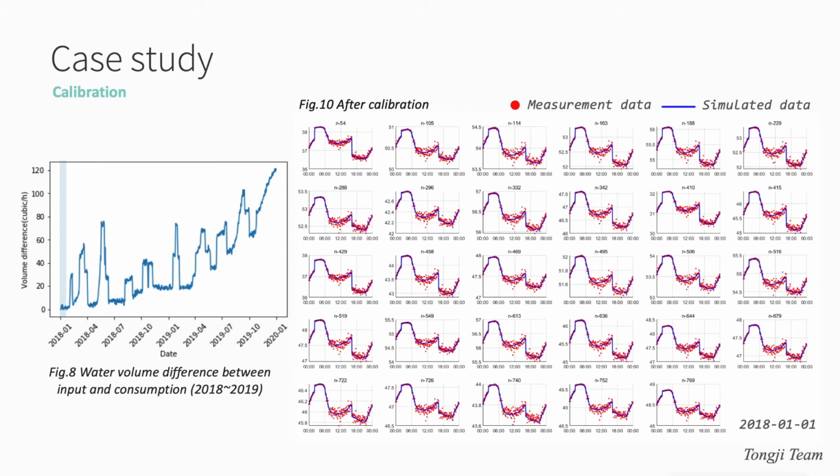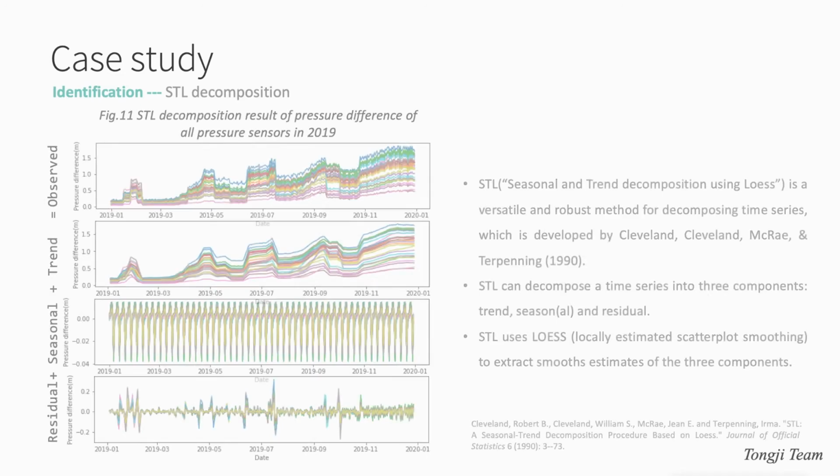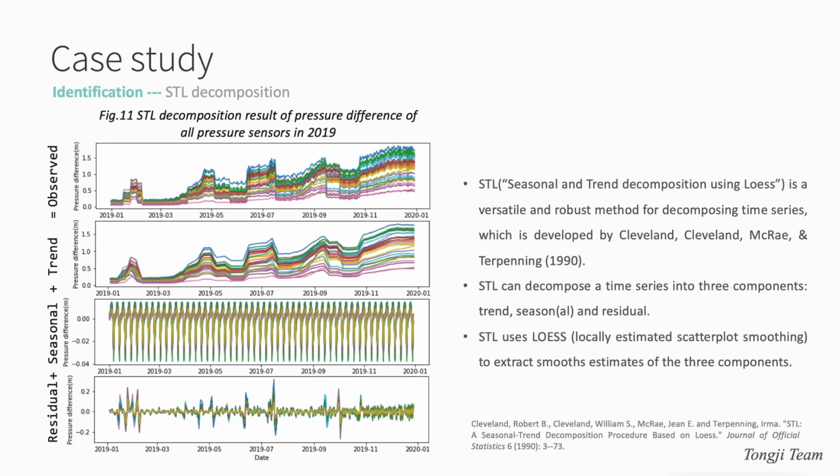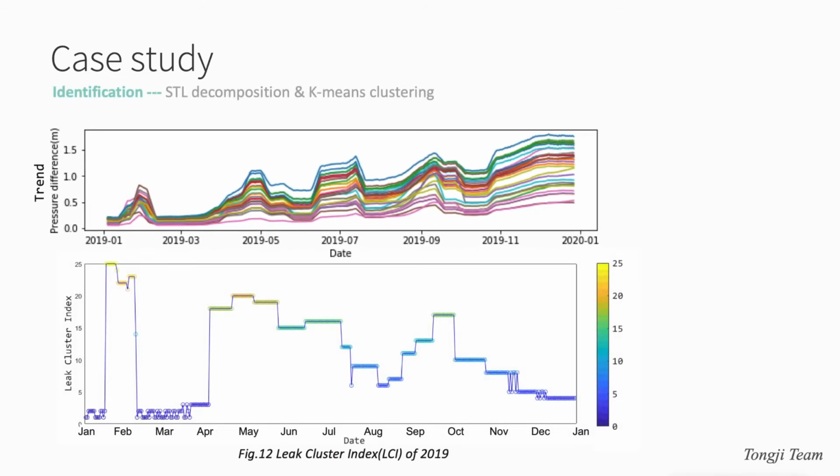After calibration, the predicted pressure value is better fitted to the observed value at nodes with pressure sensor. With the well-calibrated model, we can simulate the leak-free conditions throughout the year, and combined with the measured data, we can calculate changes of pressure difference during the year. Then the STL is used to decompose the time series into seasonal, trend, and residual components. Since the residual component cannot effectively reflect the incipient type of leak, we determined different leak conditions by clustering the trend part to different groups.